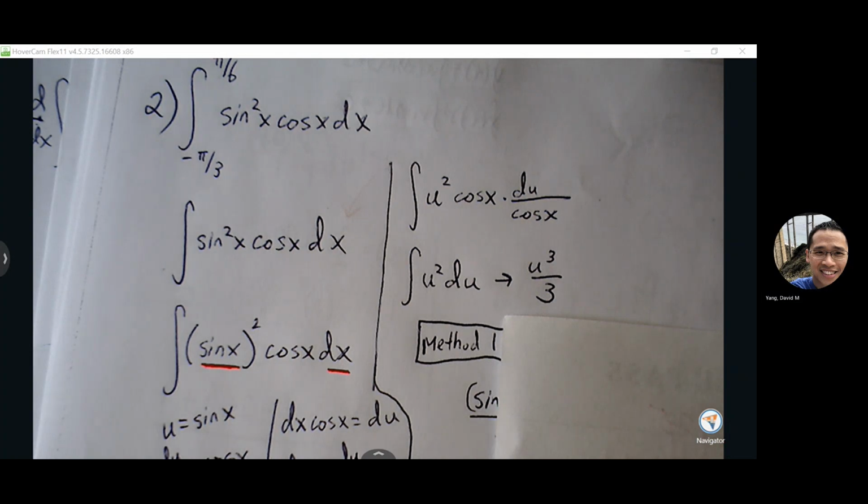What's the issue? Different variable, right? So I want to keep reminding us of that because I keep seeing students wanting to mix and match between variables. So this is in terms of x, this is in terms of u. So either we get both in terms of x or both in terms of u, but we can't have one being x, the other being u. So for the first method, I'm just going to continue with this antiderivative, bring this back in terms of x, and that way I can rely on the original bounds.